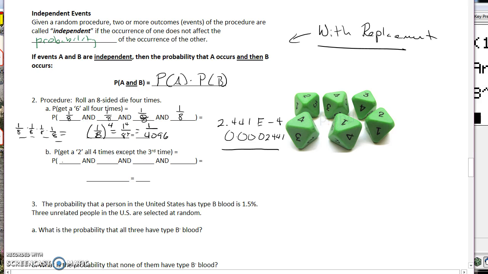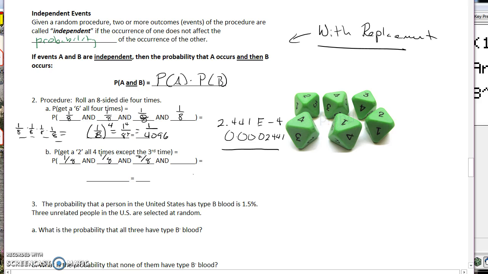Let's take a look at this next one, and it says, find the probability to get a 2 all 4 times except for the 3rd time. So the probability of getting a 2 on the first roll is 1 out of 8. The second roll, 1 out of 8. The third roll, we don't want to get a 2. So how many other possible combinations do we have? Well, there's 7 other numbers.